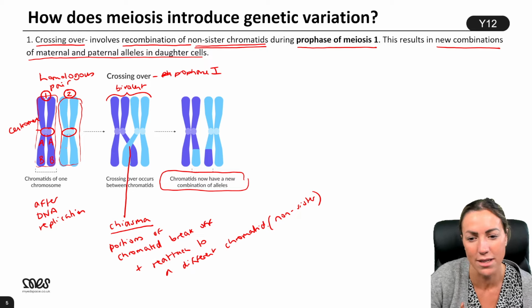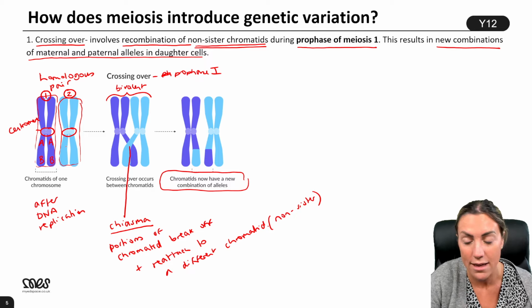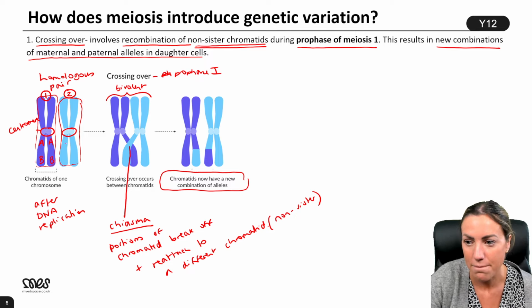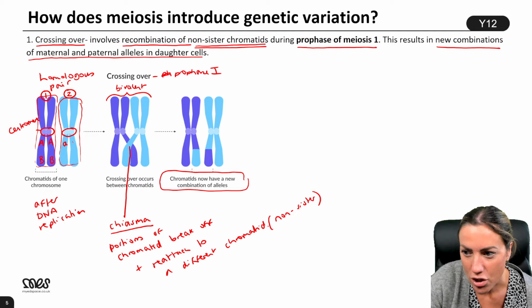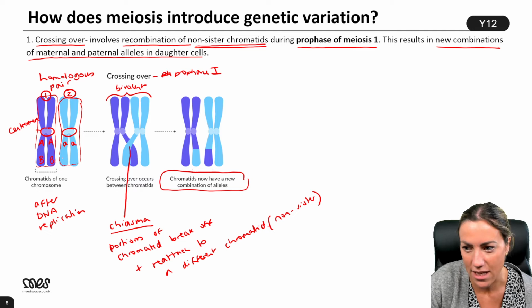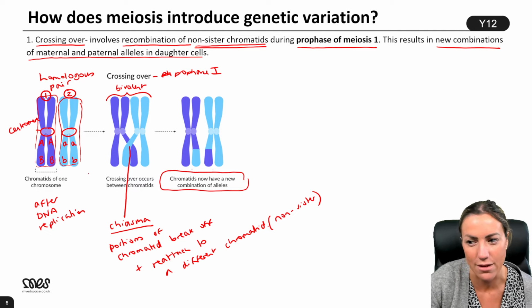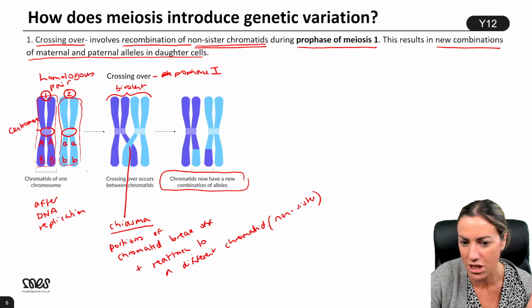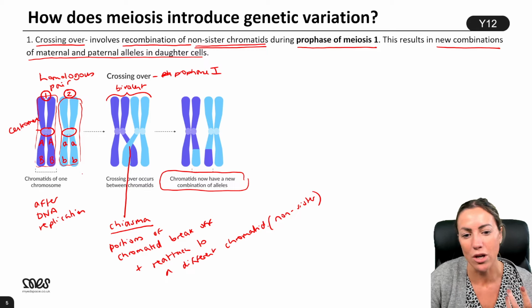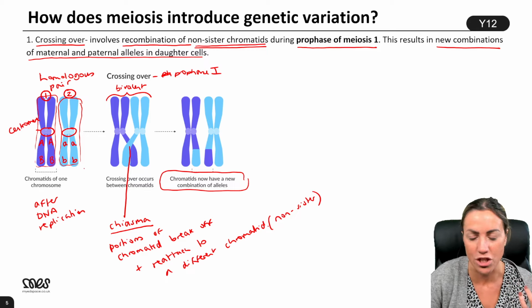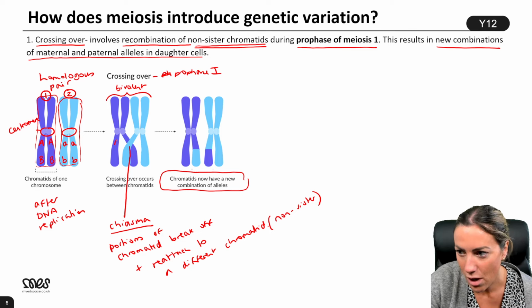Now this is a homologous pair, so this will have the same genes in the same loci, but they could be different alleles. So let's imagine we've got 2 recessive A alleles for that gene there and 2 recessive B alleles for that gene there. Same genes, same location, but in this homologous pair, we've got different alleles, different versions of those genes. Let's put them onto here in the same positions.